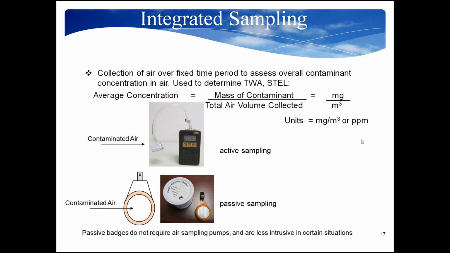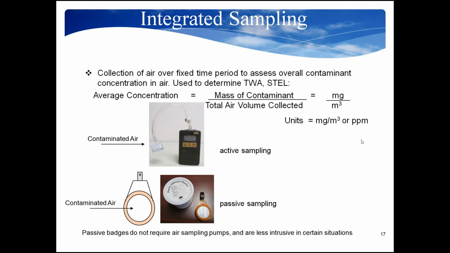So this is the collection of air over a fixed period to assess overall contaminant concentration. That's used to determine the TWA or the STEL. The average concentration equals the mass of the contaminant, and we get that number from the laboratory in milligrams or micrograms, for example, and we divide that by the total air volume collected in cubic meters. So our units will be milligrams per cubic meter, possibly micrograms per cubic meter, and conversions can be done to get that to parts per million.